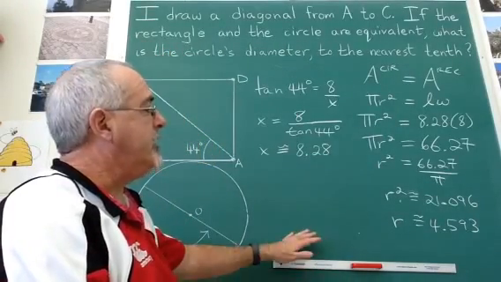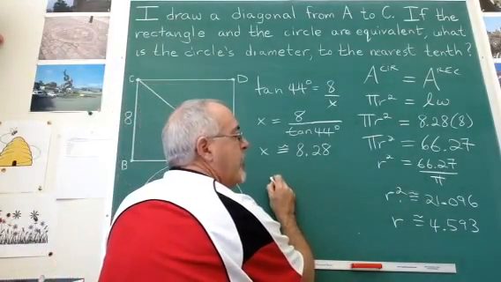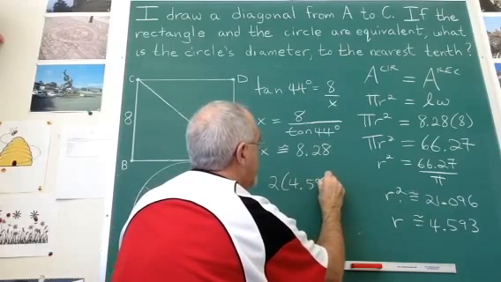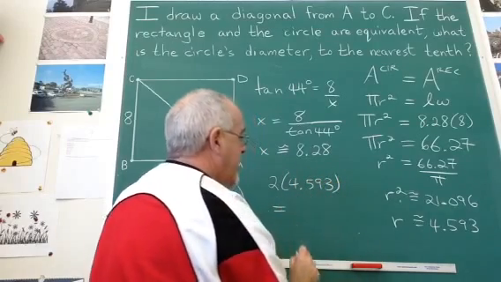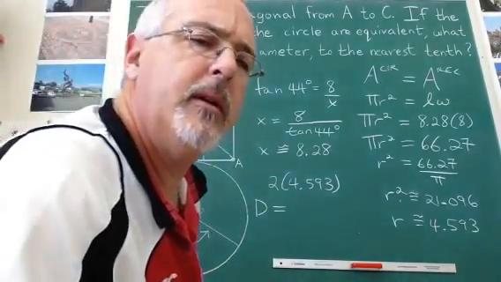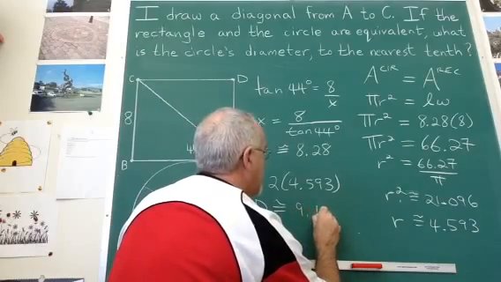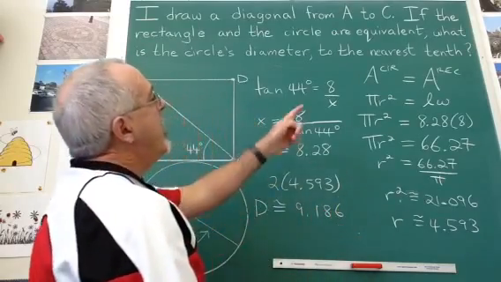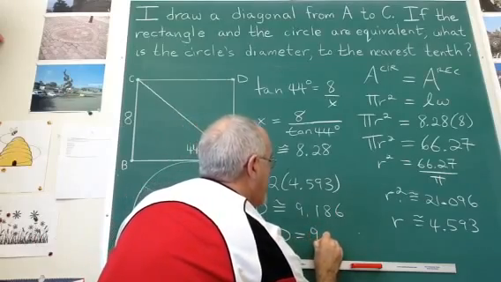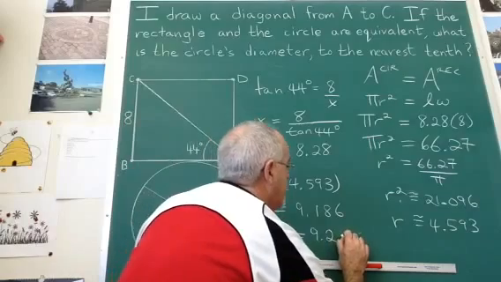Final step, they did not ask us for the radius, they asked for the diameter. So I have to multiply my 4.593 by 2. And that gives me a diameter of 9.186, which rounded to the nearest tenth will be 9.2. I was not given a unit of measure, so I'm going to use units as my unit.